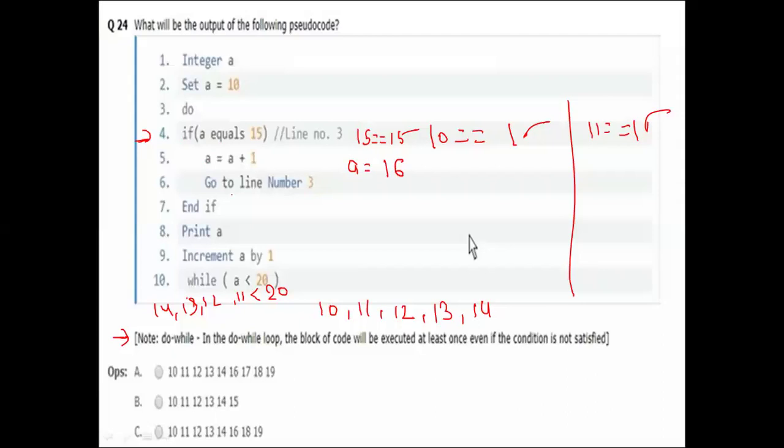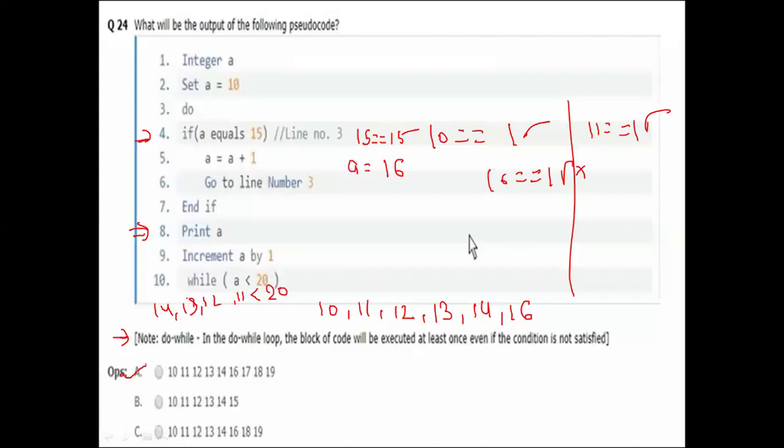When A became 16, then go to line number 3. After incrementing A to 16, I have to go to that line. Basically, you should remember for 15, I'm not coming to line number 8. I'll go back. Once I went back, then 16 equal to 15, condition false. If the condition is false, end if, then I'll come out and print the statement 16. So that's how it is happening.